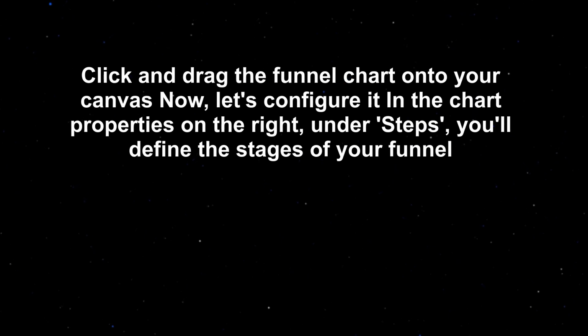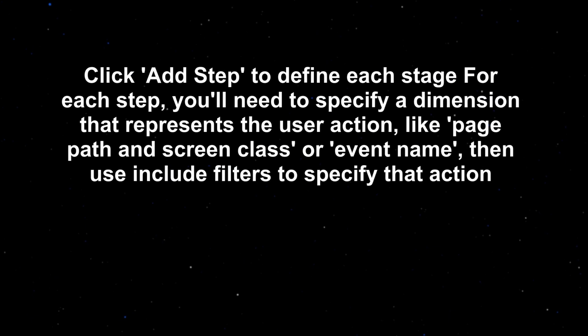Under Steps, you'll define the stages of your funnel. Click Add Step to define each stage. For each step, you'll need to specify a dimension that represents the user action, like page path and screen class or event name. Then use Include filters to specify that action.